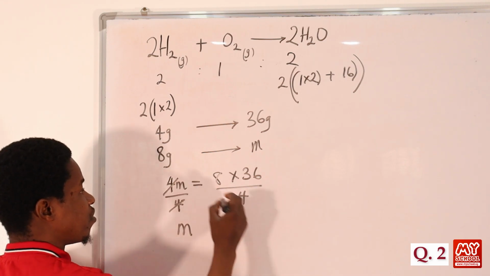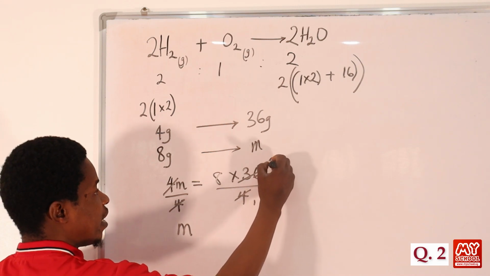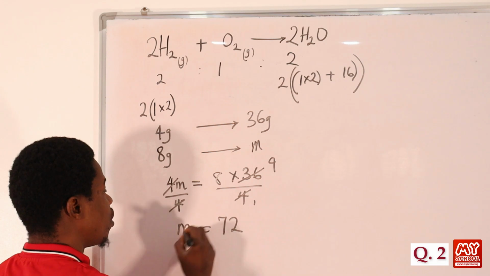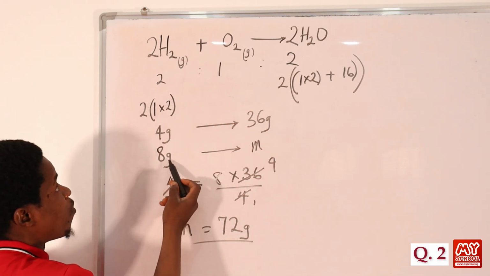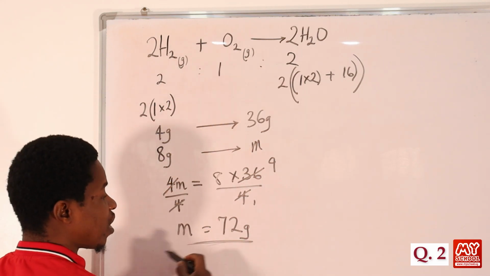Of course, 4 cancels out 4 and 36 divided by 4 gives 9. So we have 8 times 9, that should give us 72. So 72 grams. In other words, 8 grams of hydrogen is going to produce 72 grams of water.